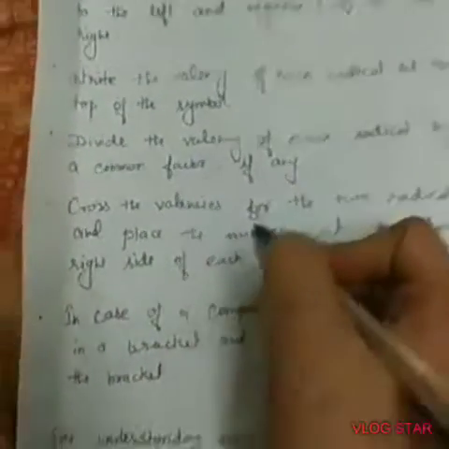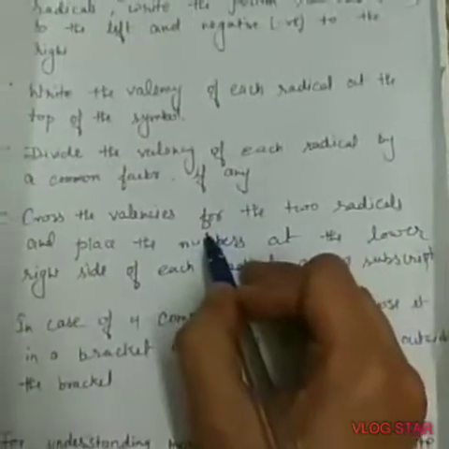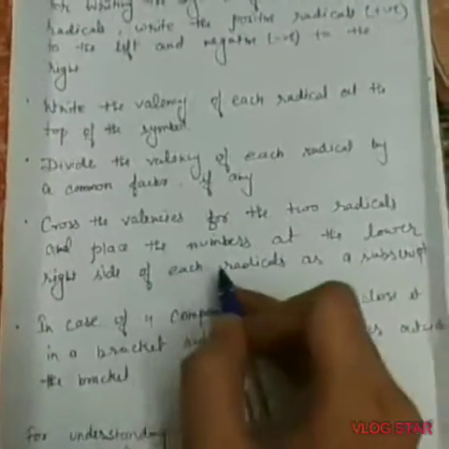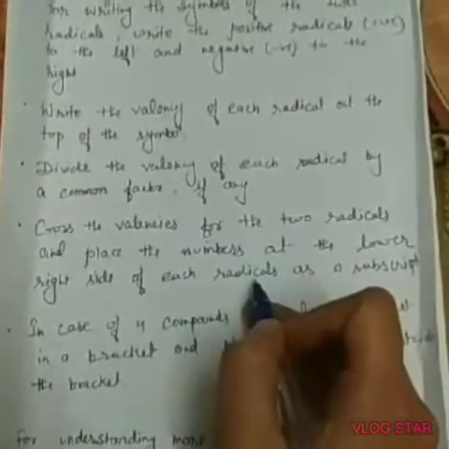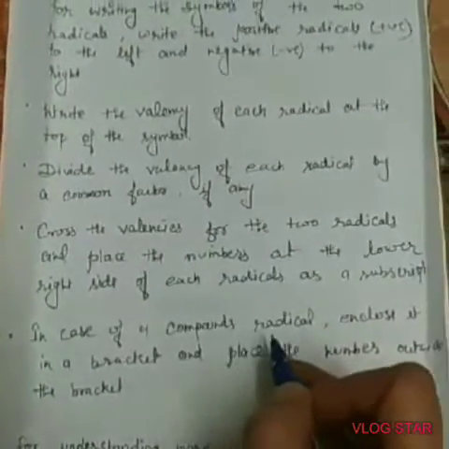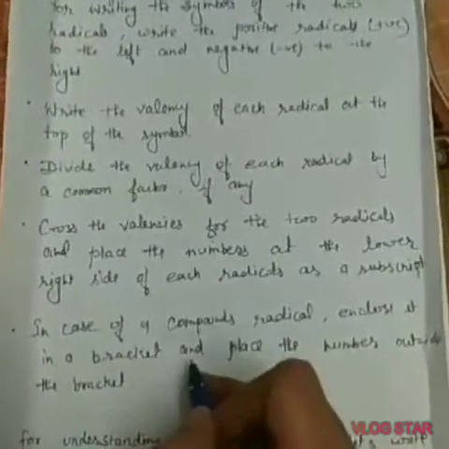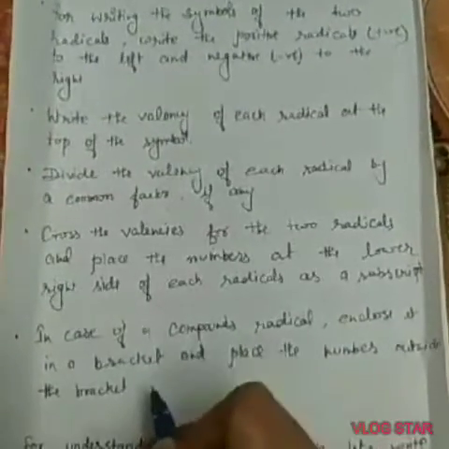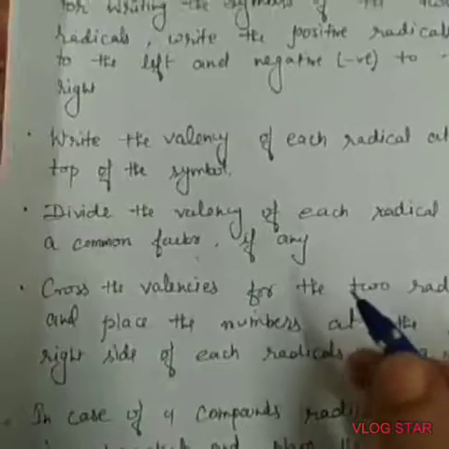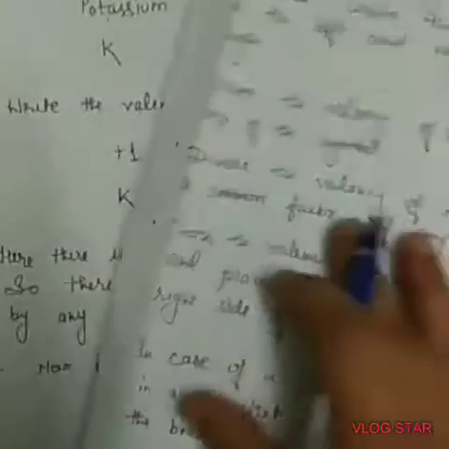Cross the valencies. After writing the valencies, cross the valencies for the 2 radicals and place the number at the lower right side of each radical as a subscript. Now make the superscript a subscript. In case of a compound radical, enclose it in a bracket and place the number outside the bracket. Got it? So these are the rules we have to follow for writing chemical formulae.